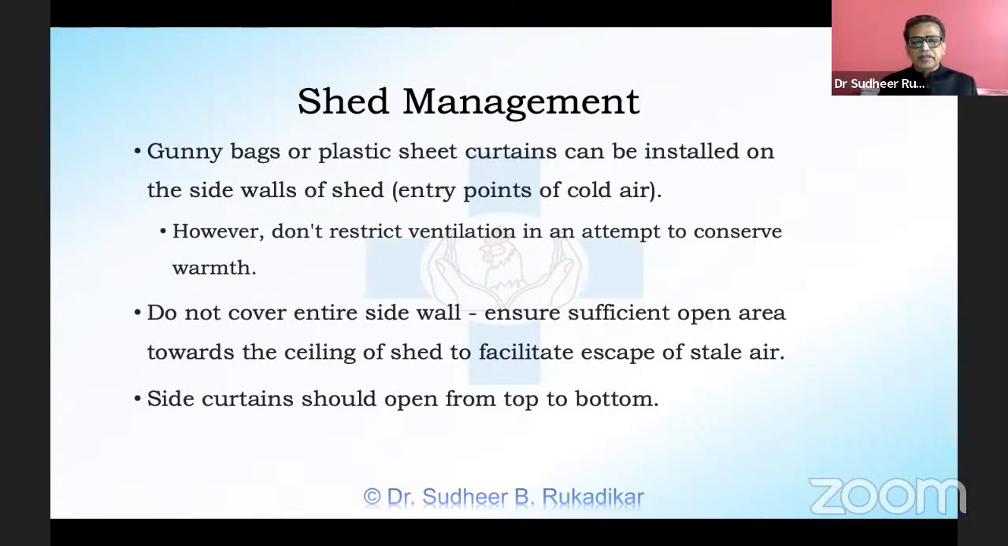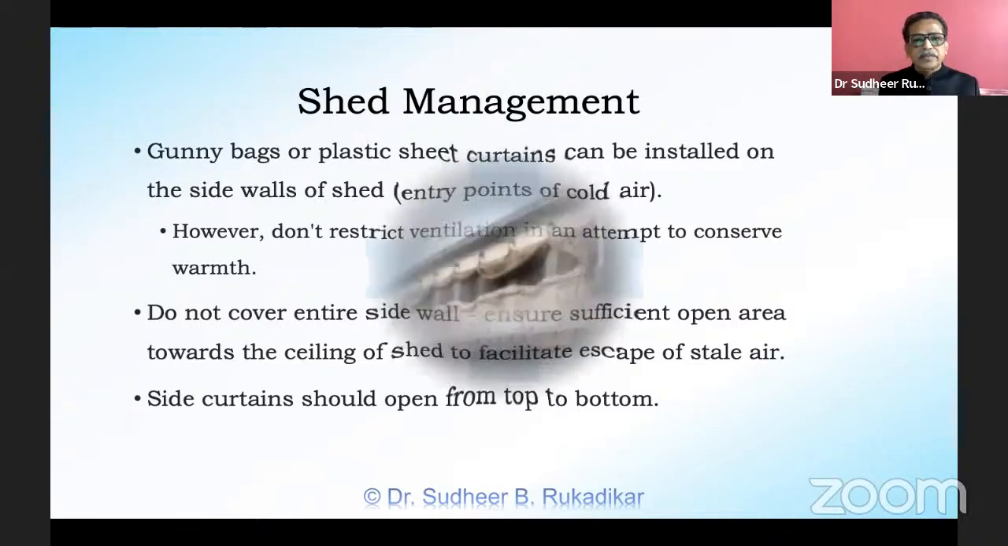If you are looking at broiler sheds, the curtains should open from top to bottom and not from bottom to top, because at the bottom you will have very cold air, and at the top you will not. So when you open from the top, you will not see very cold air entry. It will be only normal air. So you will get fresh air inside so that the stale air goes out along with dangerous gases.